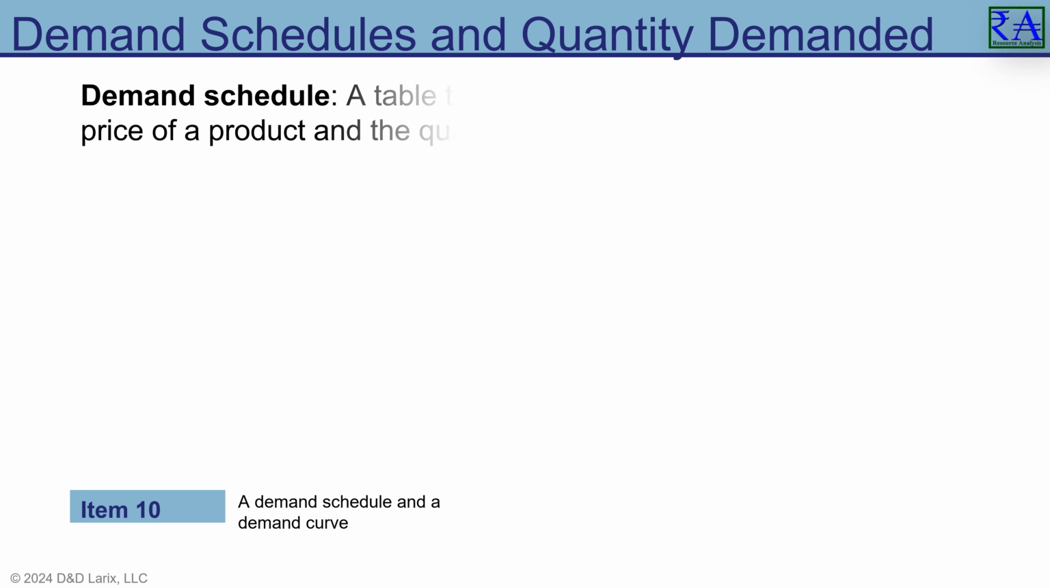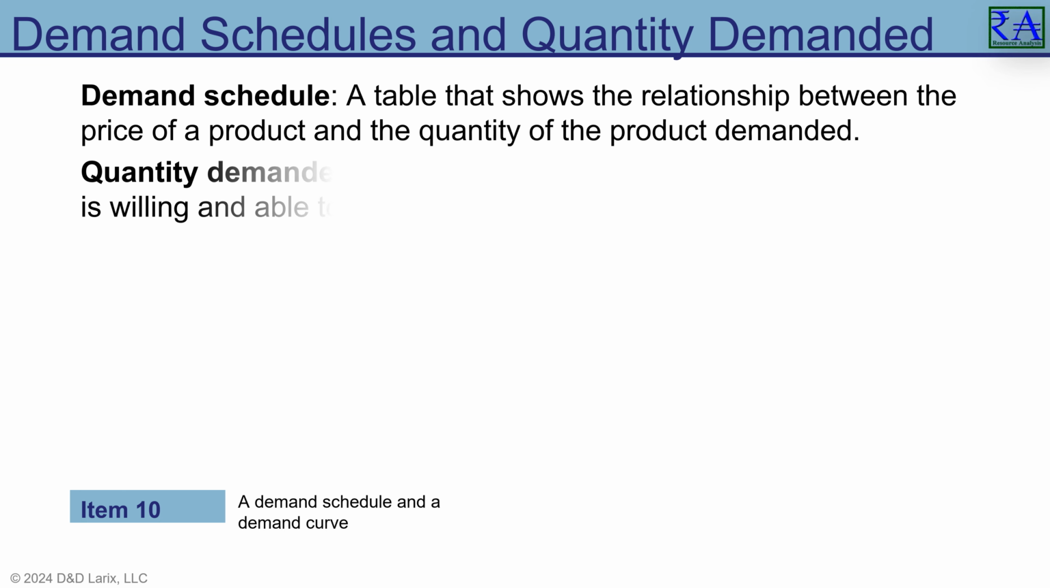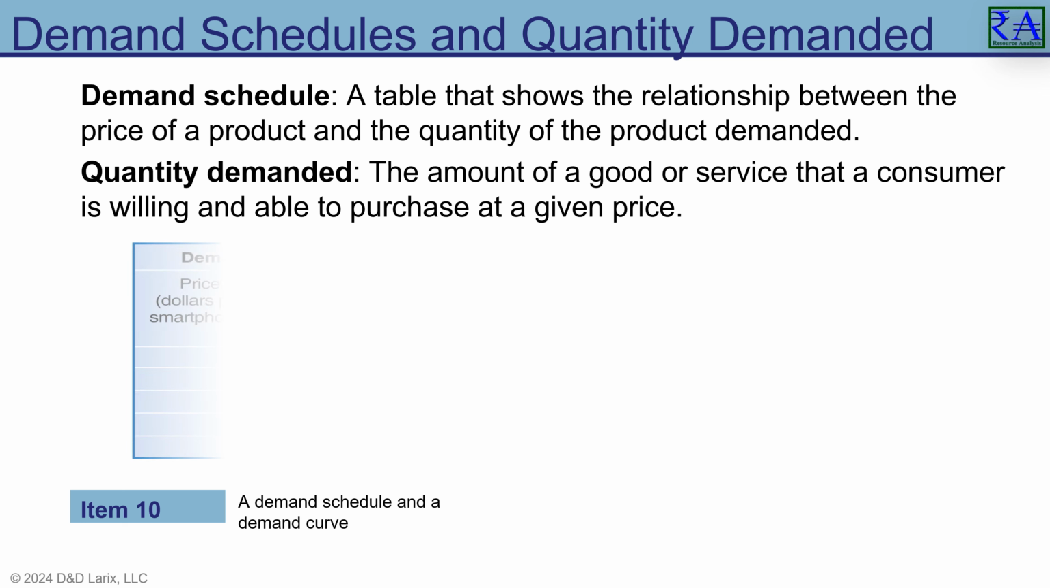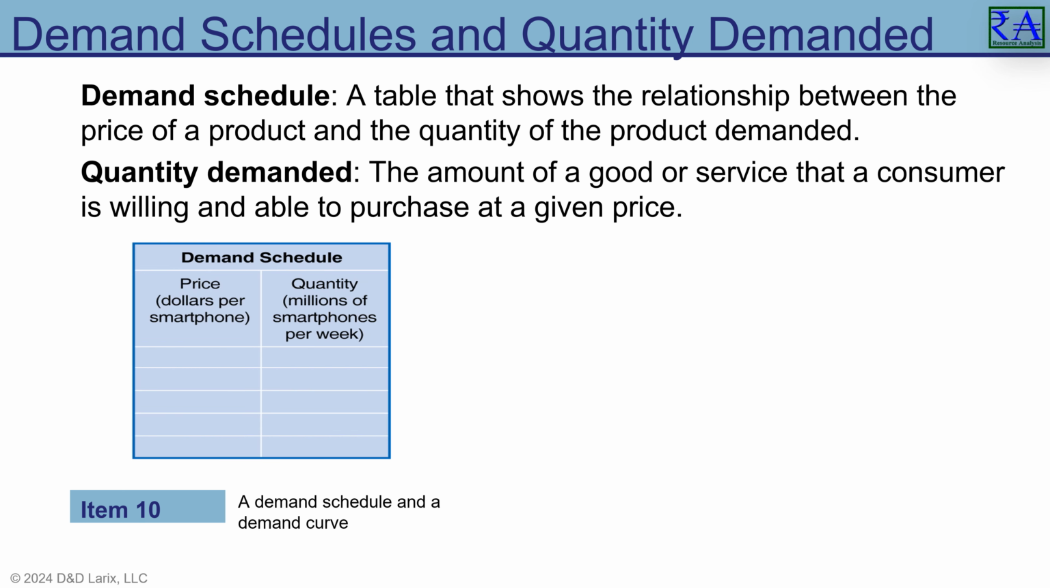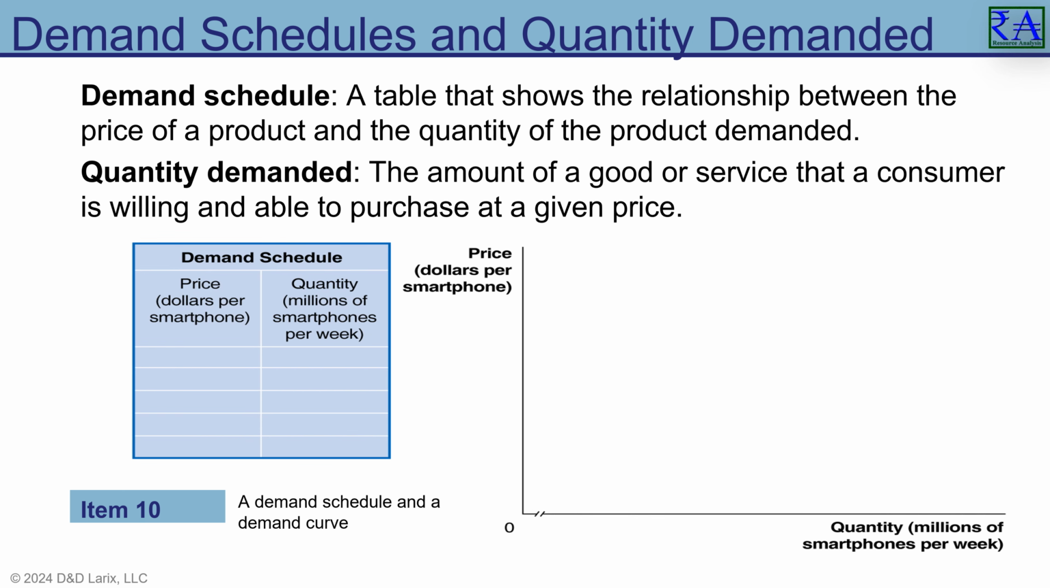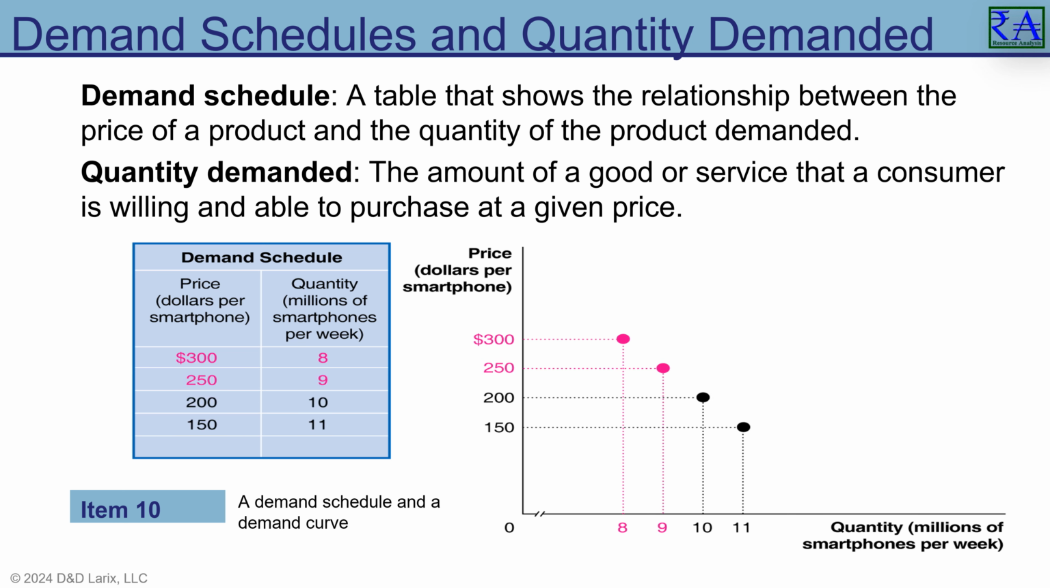A demand schedule is a table that shows the relationship between the price of a product and the quantity of the product demanded. The amount of a good or service that a consumer is willing and able to purchase at a given price is called the quantity demanded.